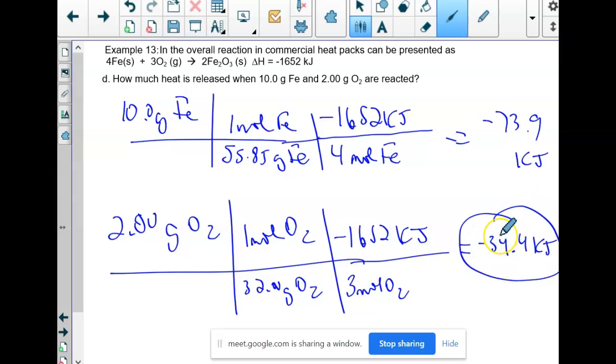That's the least amount of heat that would be produced if we reacted 10 grams of iron and 2 grams of oxygen. I could never get to the 73 because all my oxygen would be gone by then. So you're going to pick the smaller number even though they're negative values. Remember, the negative only tells us direction. The number tells us amount. Questions about D?